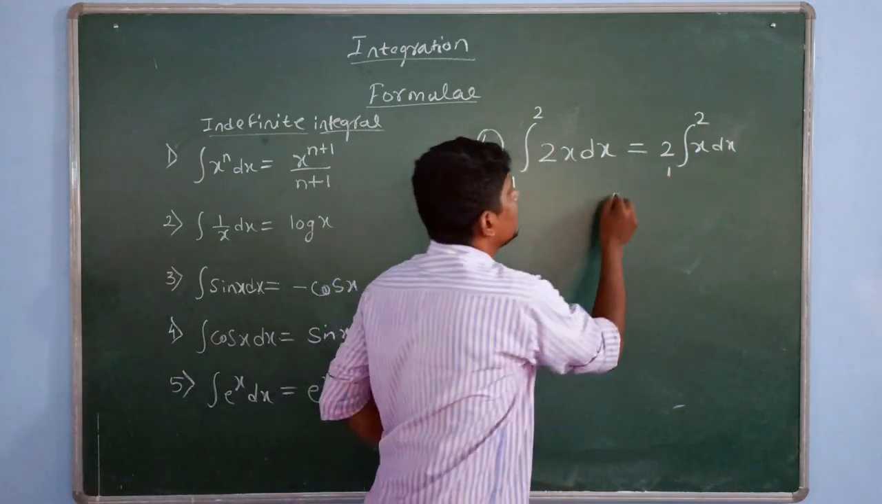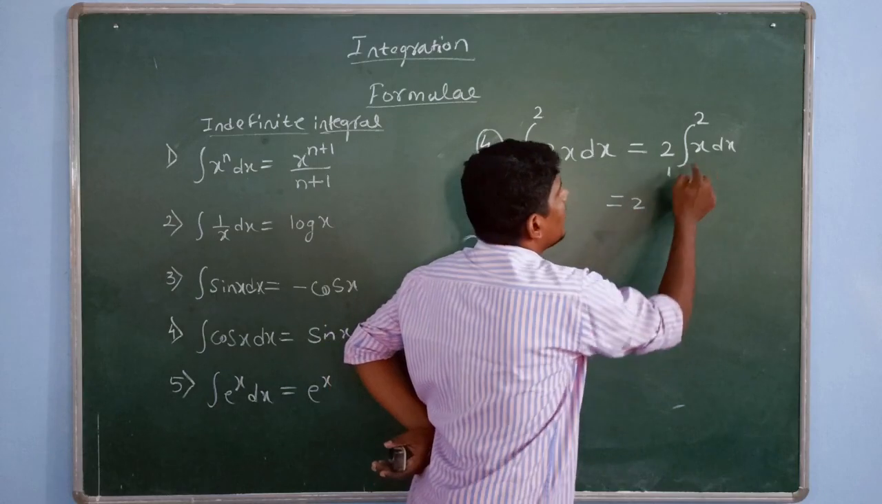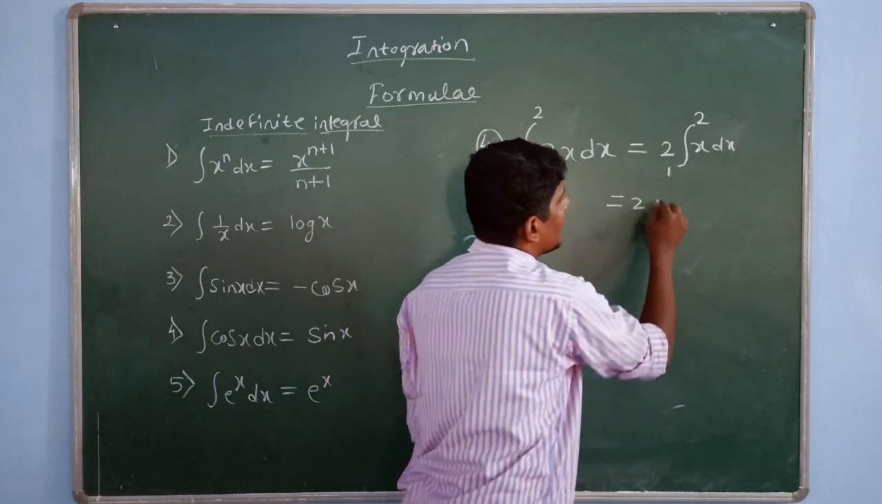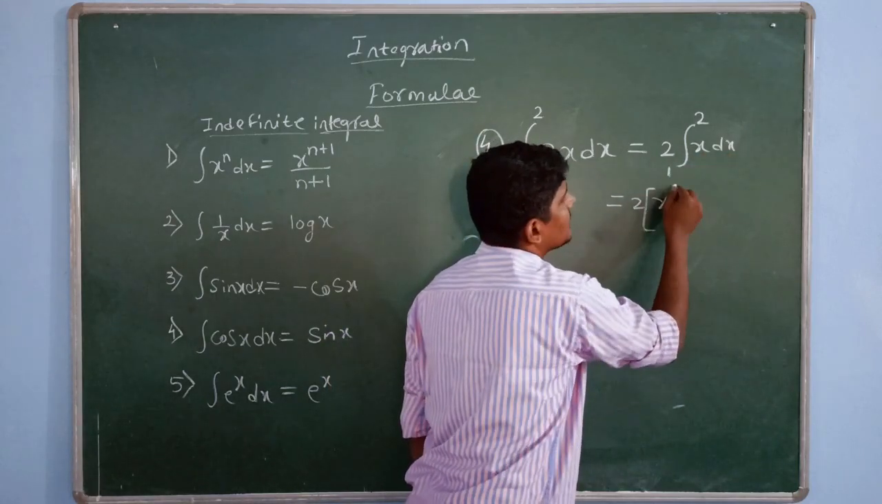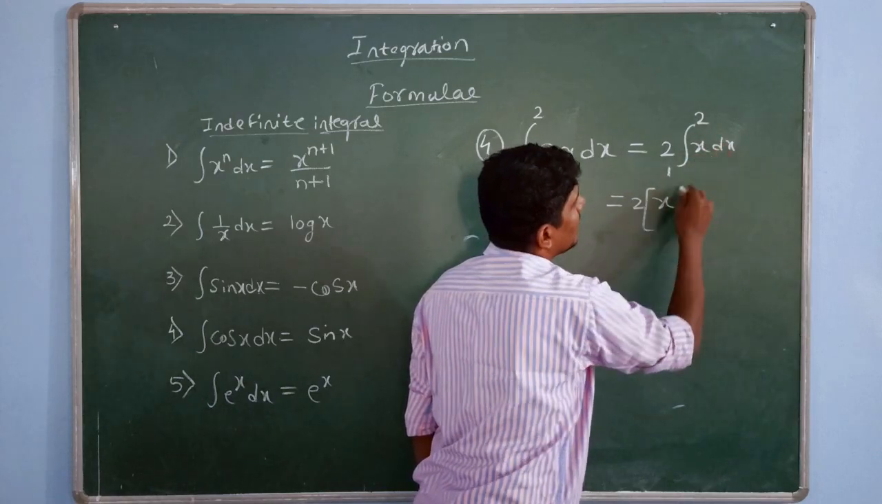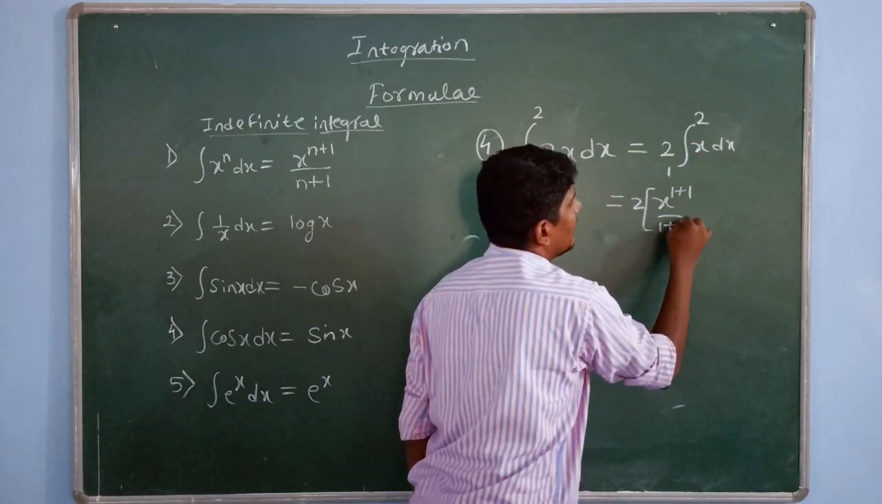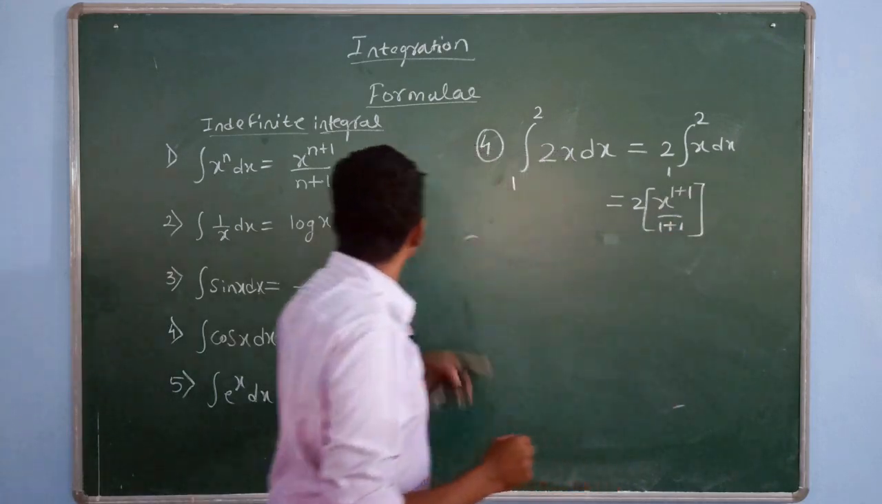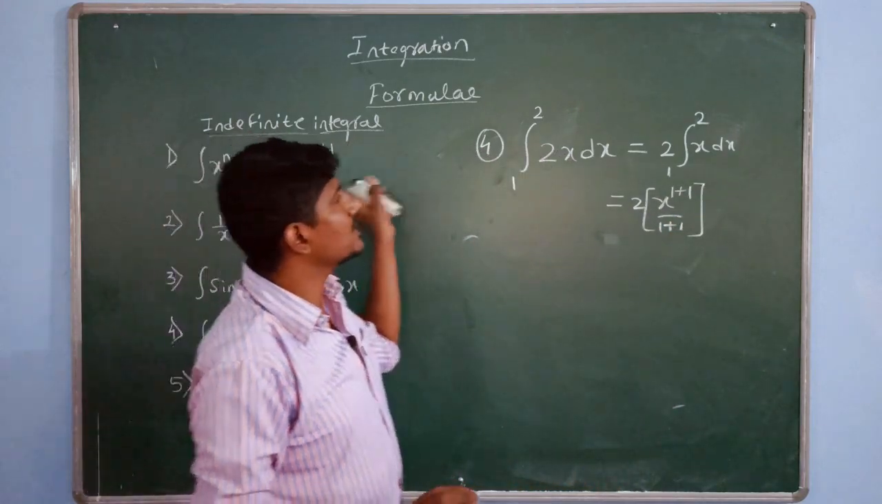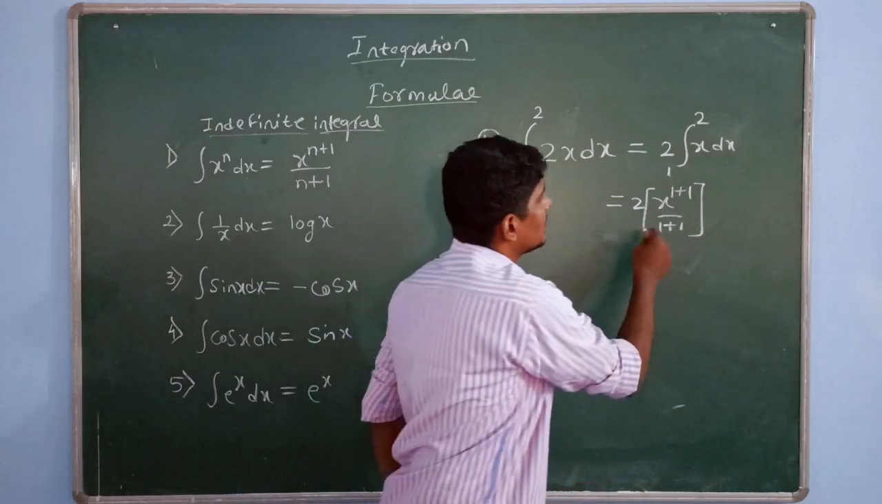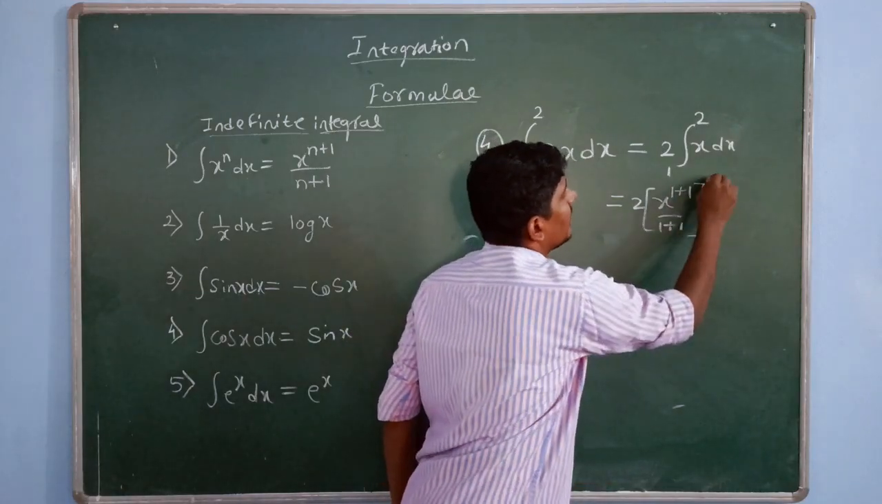Apply the formula. Integration of 2x dx is what? x raised to 1 plus 1, because the power is 1, divided by 1 plus 1. Same thing here, n plus 1 is there, no? In place of n, here we have 1. Next, apply the limits. Here we have 1, here we have 2.